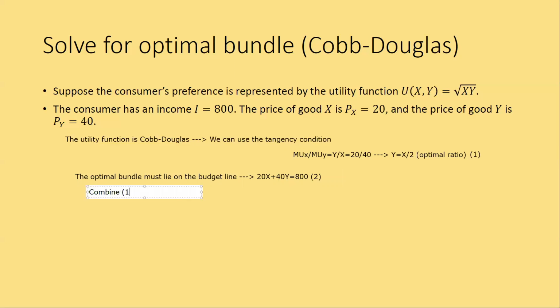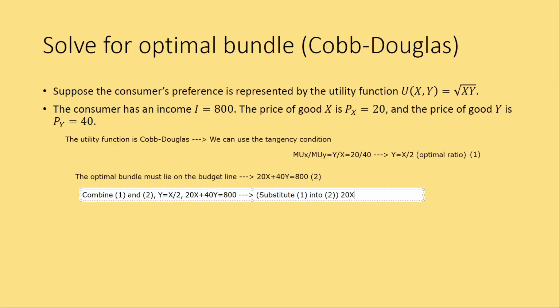If we combine 1 and 2, let me just rewrite those here together. We have y equals x divided by 2. We have 20x plus 40y equals 800. We are solving those two equations simultaneously, right? So we can substitute 1 into 2. We substitute y equals x divided by 2 into 2.